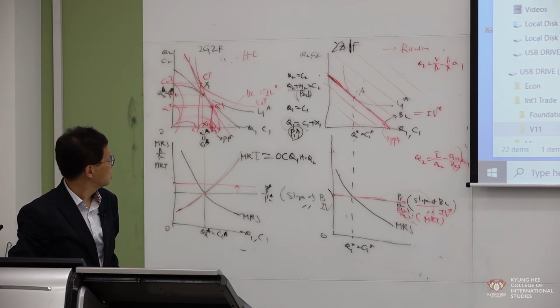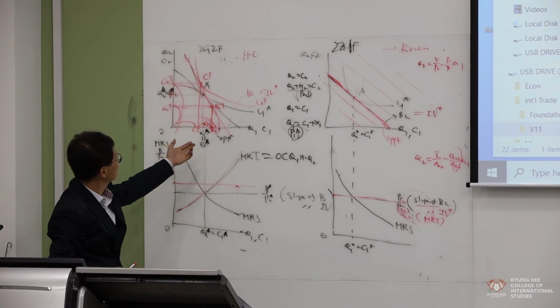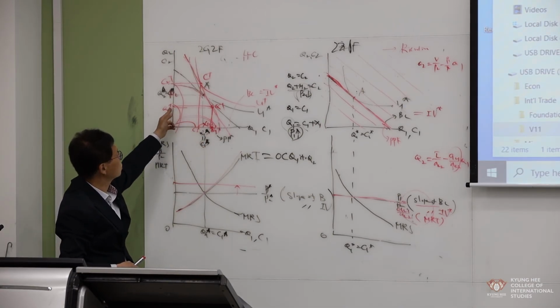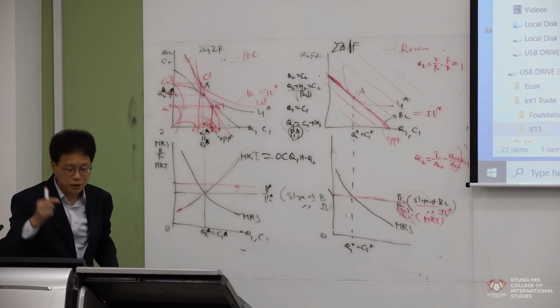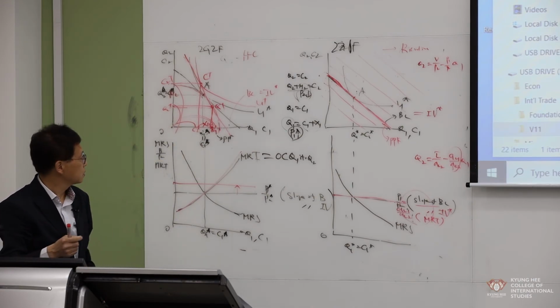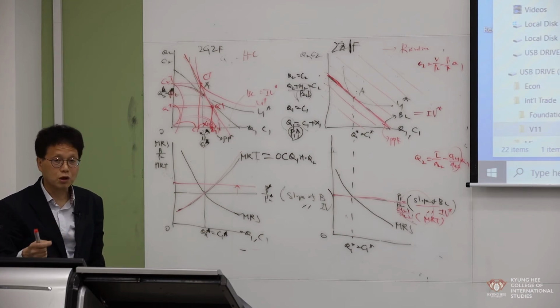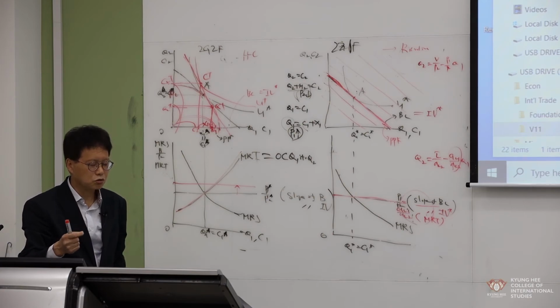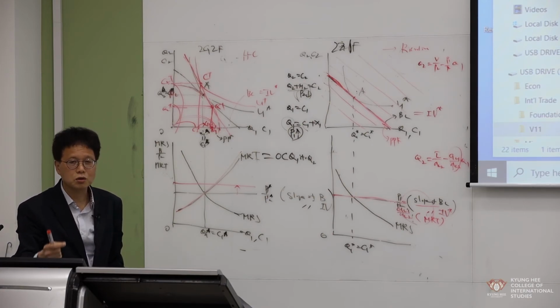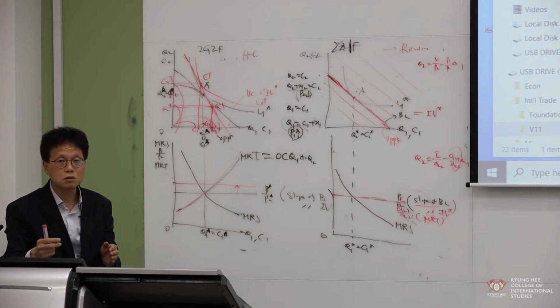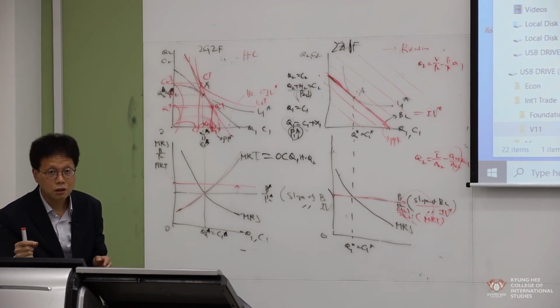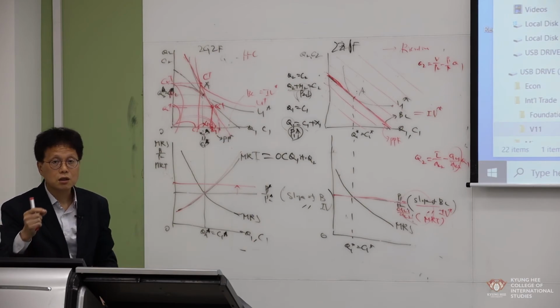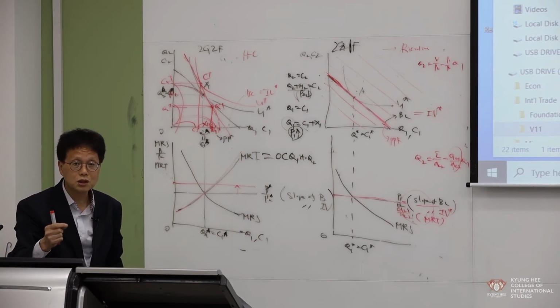Right? And why then does this country export Q1 and import Q2? Because this country has a comparative advantage in Q1, or a comparative disadvantage in Q2, right? And what's the meaning of comparative advantage in Q1? A lower opportunity cost of Q1 in terms of Q2 than foreign production of Q1, right? And a higher opportunity cost of Q2 in terms of Q1.